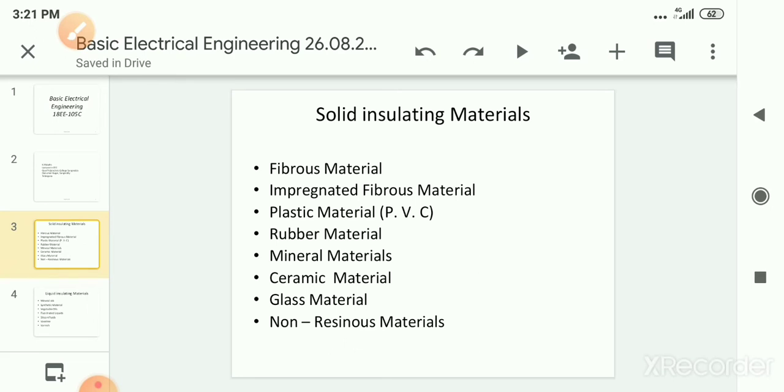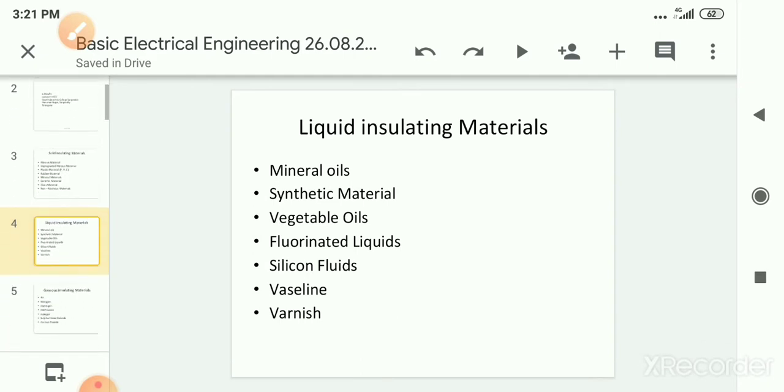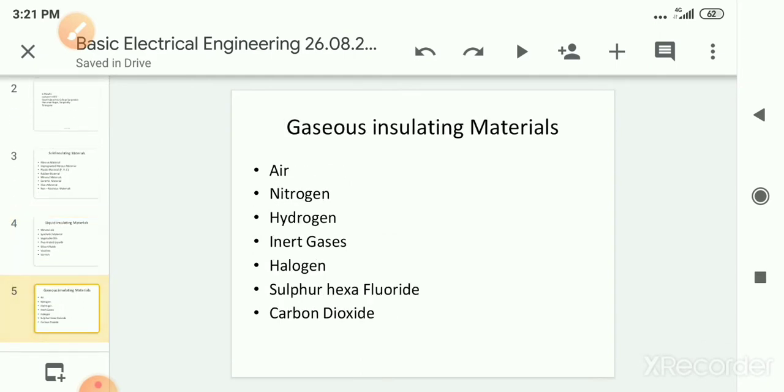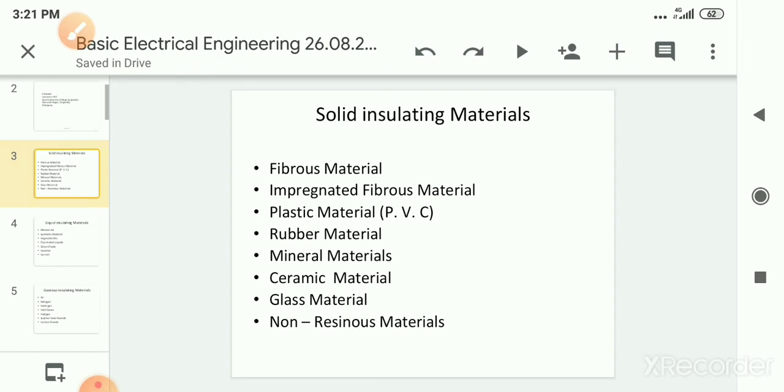We had studied different types of insulating materials: solid insulating materials, liquid insulating materials, and gaseous insulating materials. In solid insulating materials, we studied the different types of fibrous material, impregnated material, plastic material, rubber material, mineral materials, ceramics, glass materials, and non-resinous material.